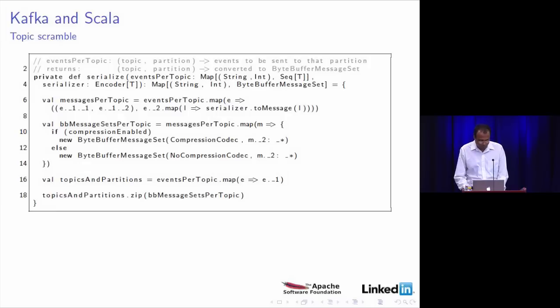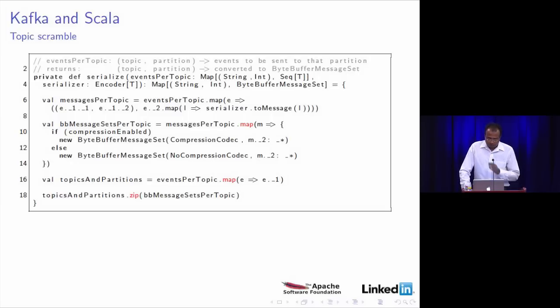And in lines 9 through 14, each of those lists of messages are converted into a single message set. And in line 16, we extract the original list of topics and partitions. And in line 18, we zip them together. What zip does is it takes two collections and joins together corresponding elements from both collections. Now, what we expected this to do was to take the given list of events and return a message set for each topic and partition.